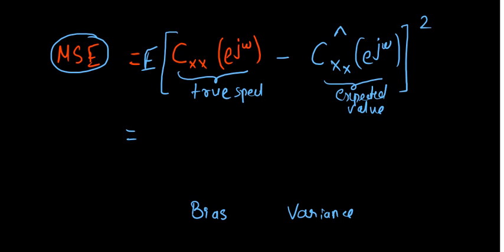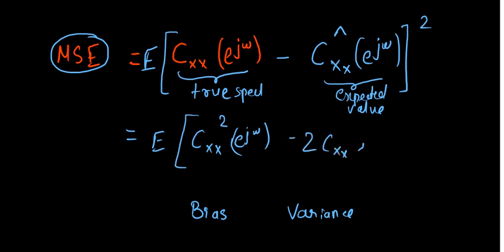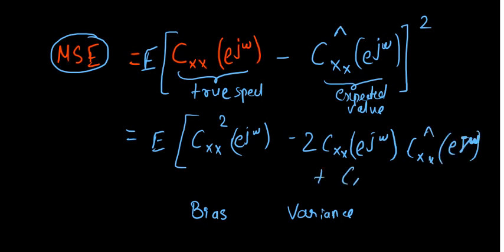So I am just expanding it, so I can write E of |Cxx(e^{jω}) − Ĉxx(e^{jω})|². Squaring gives Cxx(e^{jω}) squared, minus 2 Cxx(e^{jω}) Ĉxx(e^{jω}), and at the end plus Ĉxx(e^{jω}) squared, all under expectation. And since expectation is a linear operator, we can apply the expectation operator to all individual terms. So let's try to do this here.